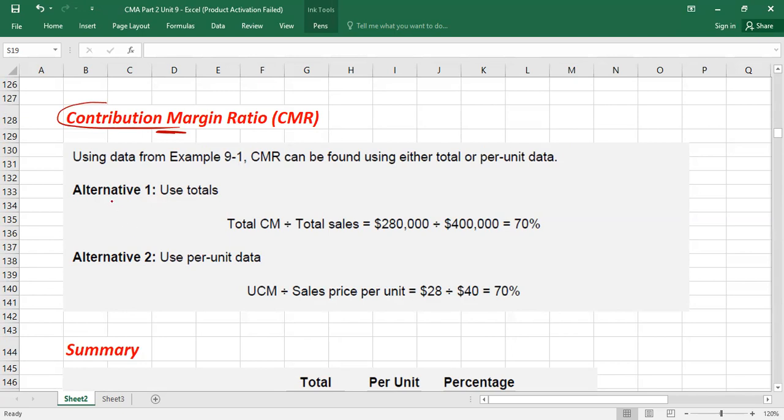The first way is to use the totals. I take the total contribution margin, which in my example was 280,000, and divide it by the total sales.